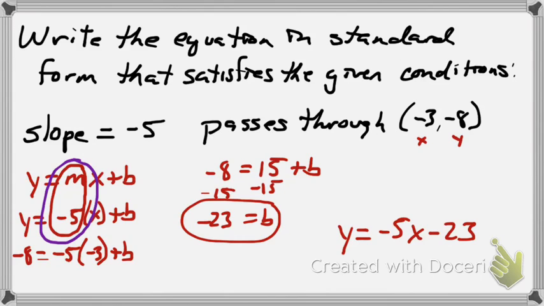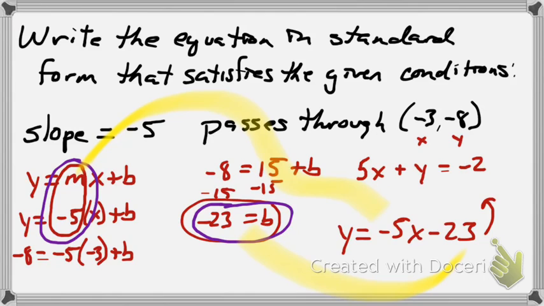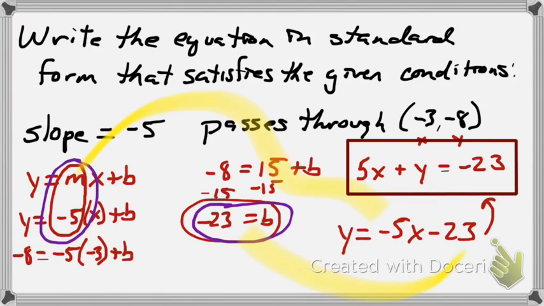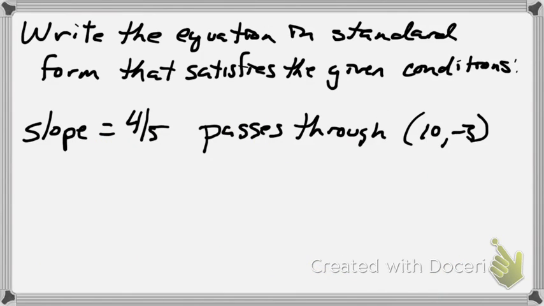That is not in standard form, though. Standard form is ax plus by equals c. So to get it to be in standard form, I'm going to add the 5x over to the left, giving me an answer of 5x plus y equals -23. Your turn. See how far you can get with that one. I'll give you a couple minutes and then we'll go over it.